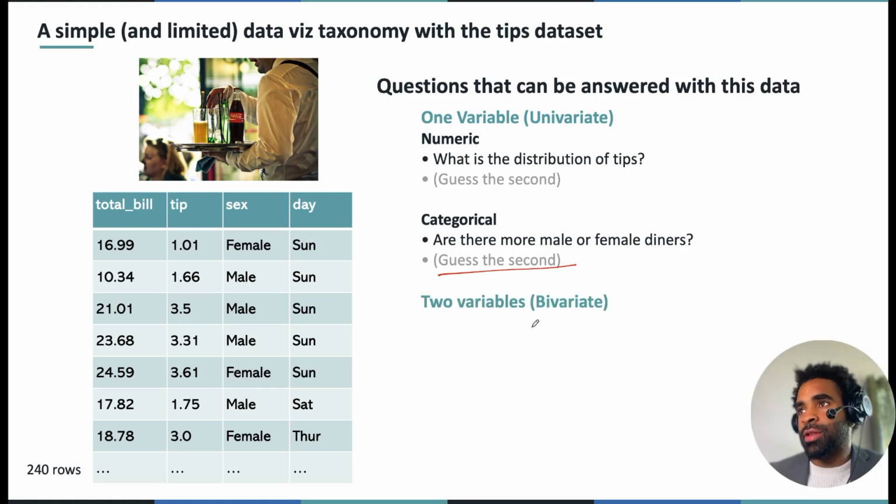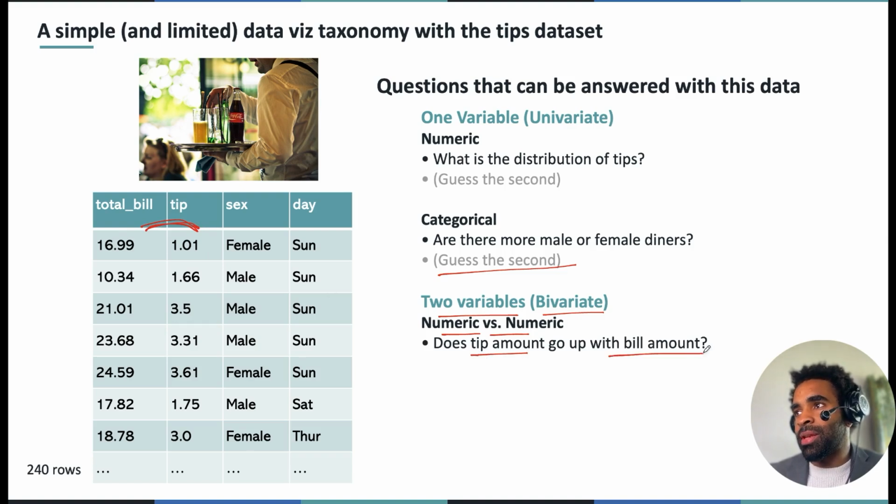Now let's move over to the bivariate or two-variable questions that we can ask. We'll consider first the numeric versus numeric. So comparing these numeric columns, we may simply ask, does the tip amount go up with the bill amount? So do higher tips correlate with higher bills? The answer obviously should be yes, but we may want a visualization to confirm this.